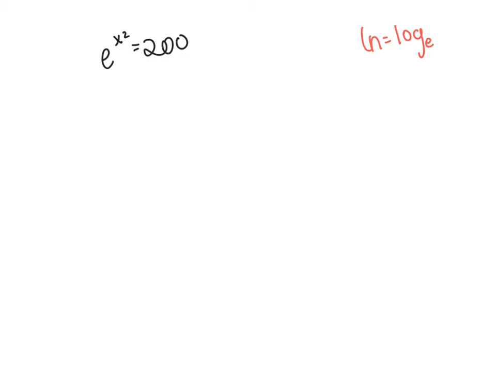So for example, we have e to the x squared equals 200. In this case, instead of taking the log of both sides, we want to take the natural log of both sides. So we get that log on there. Remember, natural log is still just a log, so the properties hold true, and we can bring the x squared down out front. So now we have x squared times the natural log of e equals the natural log of 200.